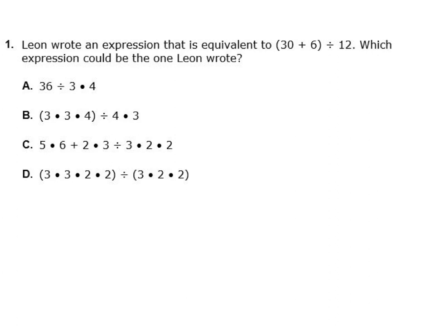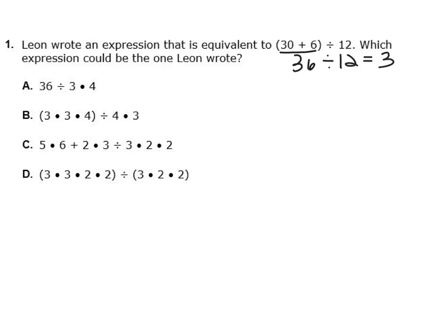Okay, so here's the first one. It says Leon wrote an expression that is equivalent to 30 plus 6 divided by 12. Which expression could be the one Leon wrote? So in this case, what you would do first is solve the first problem. And you're going to solve each answer choice in order to help you out. So I'm going to go ahead and do that first and then see which one it will equal to that. So here we have 30 plus 6, and 30 plus 6 is 36. And 36 divided by 12 is going to give us 3.